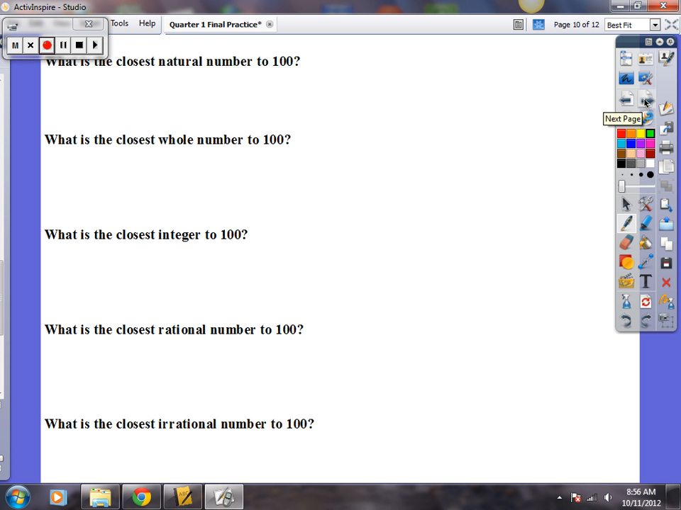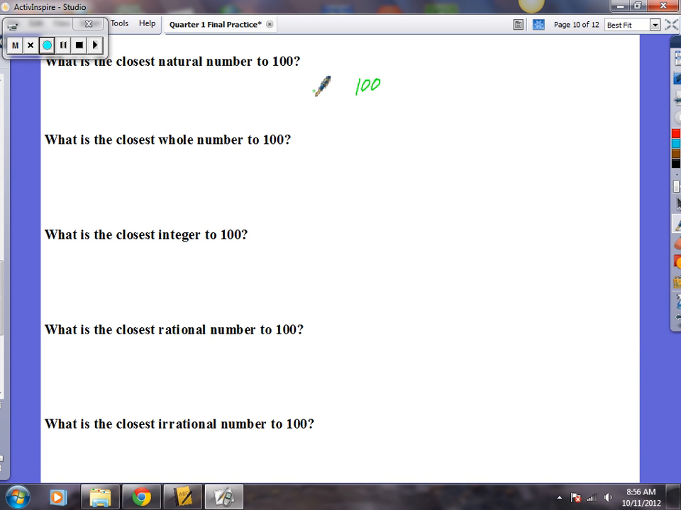Alright, what is the closest natural number to 100? The closest natural number to the left is 99, but the closest one to the right is 101. And that is actually going to be the same answer even for the integers, because naturals and wholes are both integers. So same answer for 1, 2, and 3.